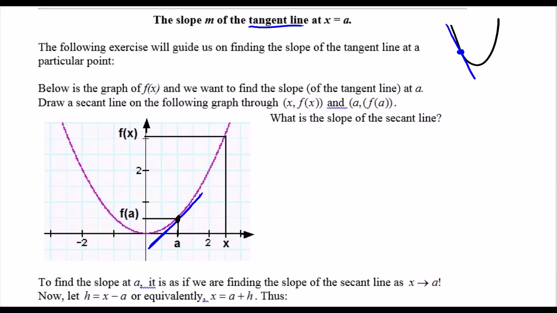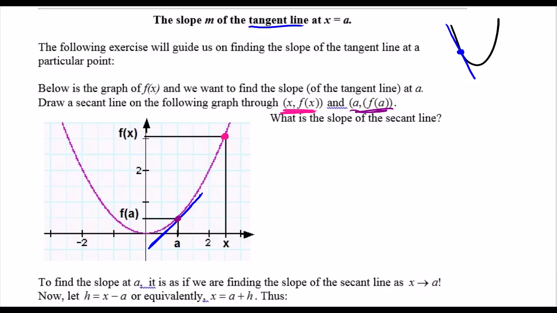In the secant line, you take 2 points. We're going to call them x and f of x. So if you just think of it, x is your x-coordinate, f of x is your y. Makes sense. So x and f of x is going to be there. And we're going to have a and f of a. And the secant line is going to be a line that goes through these 2 points.